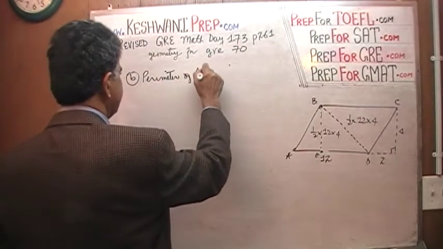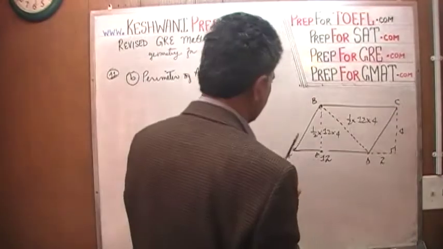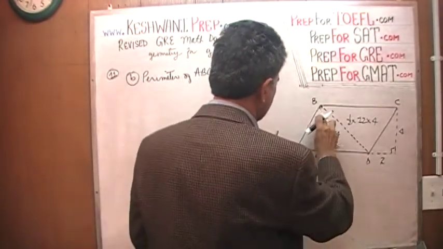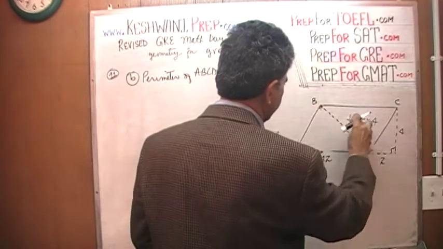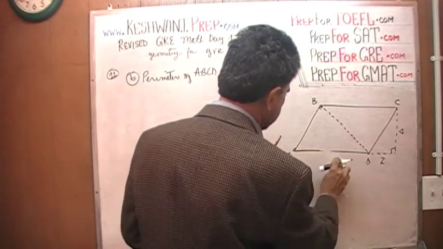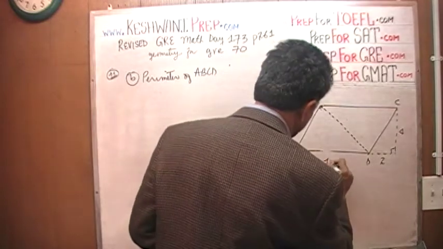Perimeter of A, B, C, D. So let's erase all of this part that we no longer need here. We don't need any of this. And this thing we told is 12.